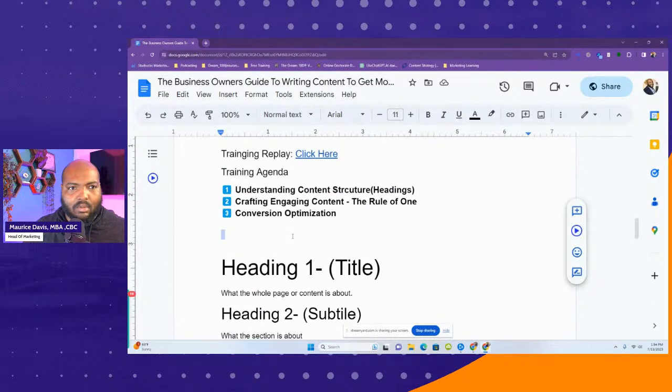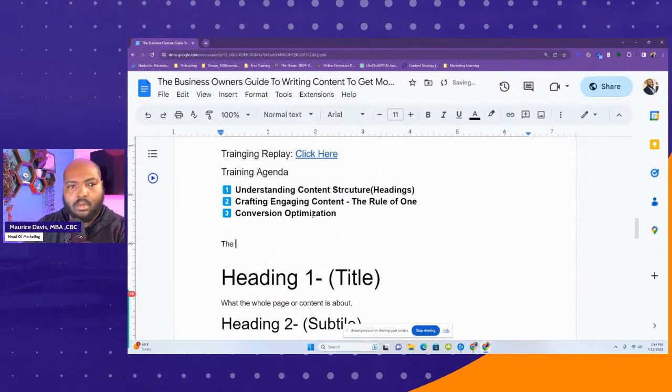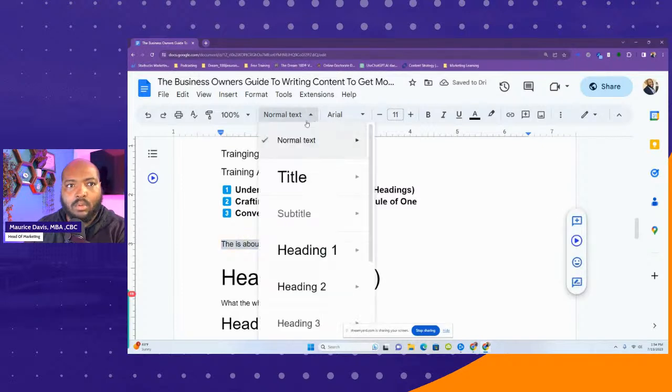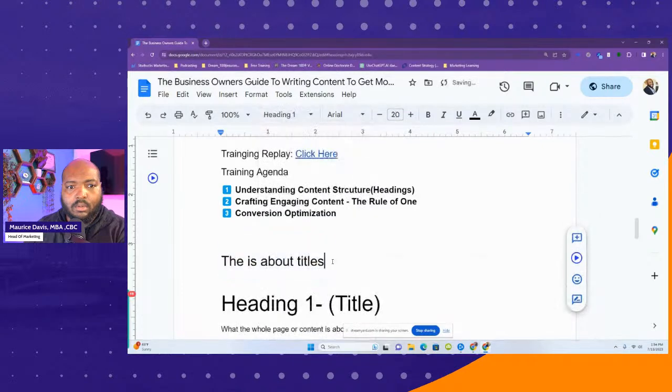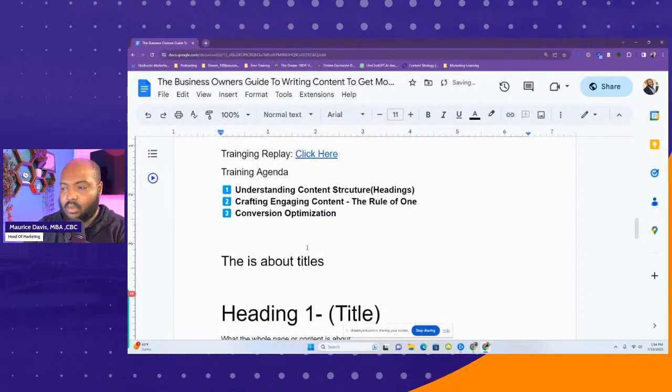This is the title. This is about titles. This would be my H1, right? And you can even jump in here and see, like, inside of a Google Doc what this looks like. This is about headings.